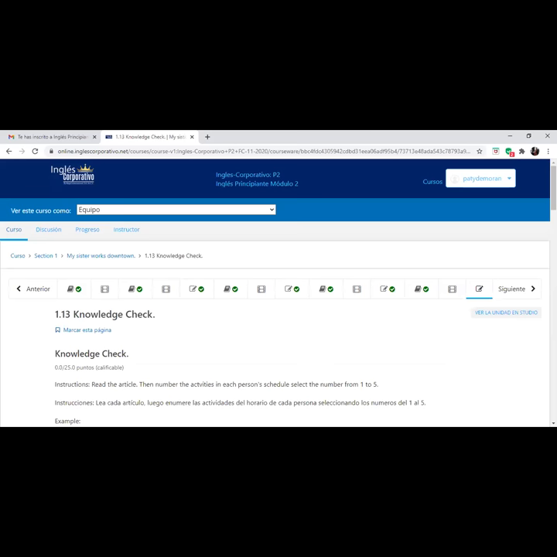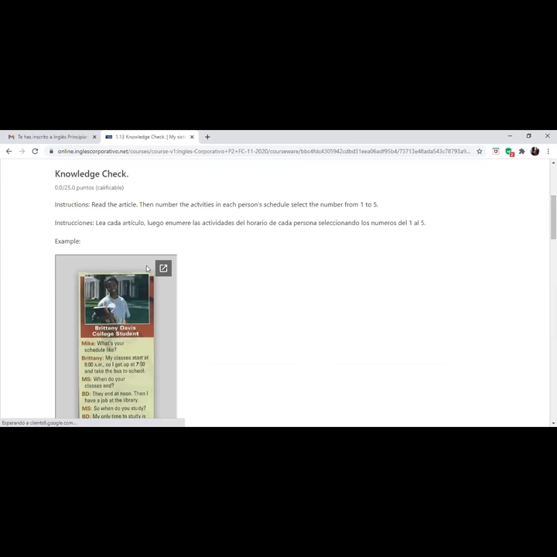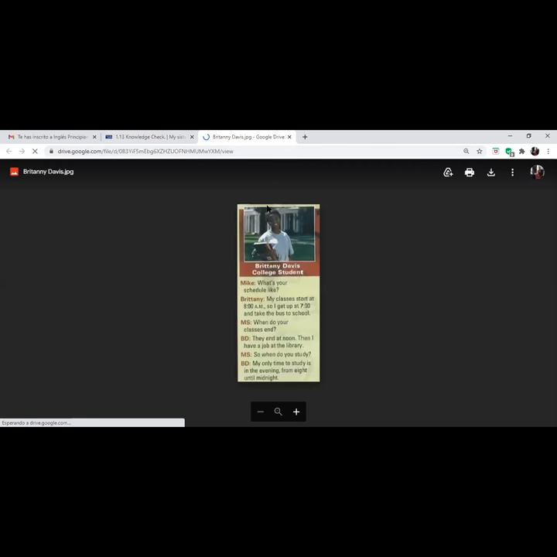And then we have the 1.13 knowledge check. So you can expand, if you click here, si usted le da un clic acá, usted puede expandir la vista, ¿verdad? And then you can read it carefully. Lo puede leer, ¿verdad? Con más detalle. Basically, you have to put in order. Lo que tenemos que hacer es poner en orden los eventos, ¿verdad?